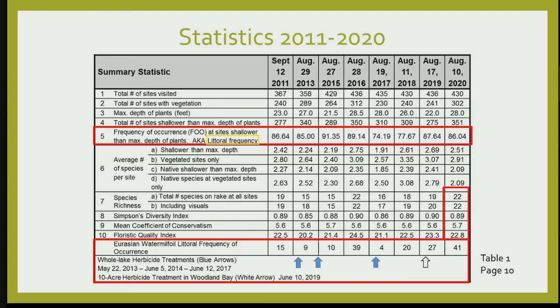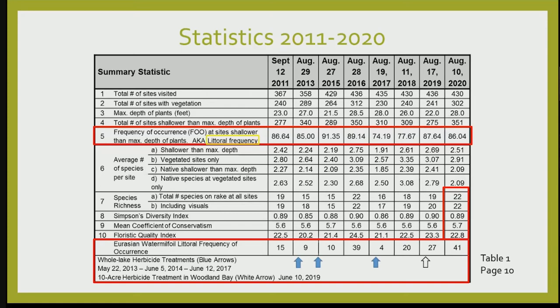Also, for quick reference, if you look at the bottom, I've listed the whole lake herbicide treatments with the blue arrows kind of pointing to where they occurred in time compared to the surveys that were done. So the blue arrows are the whole lake herbicide treatments, and then the white arrow is from a 10-acre treatment in Woodland Bay in 2019. I will come back to the topic of herbicide treatments as we get towards the end.